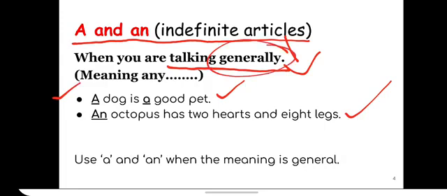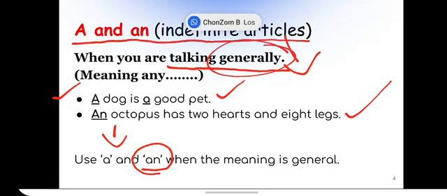I'm talking generally here. And we use an when there is a vowel sound. Octopus is a vowel sound. Therefore, we use an. Otherwise, an octopus and a dog mean the same thing. A dog means one dog, any dog. An octopus means one octopus, any octopus.